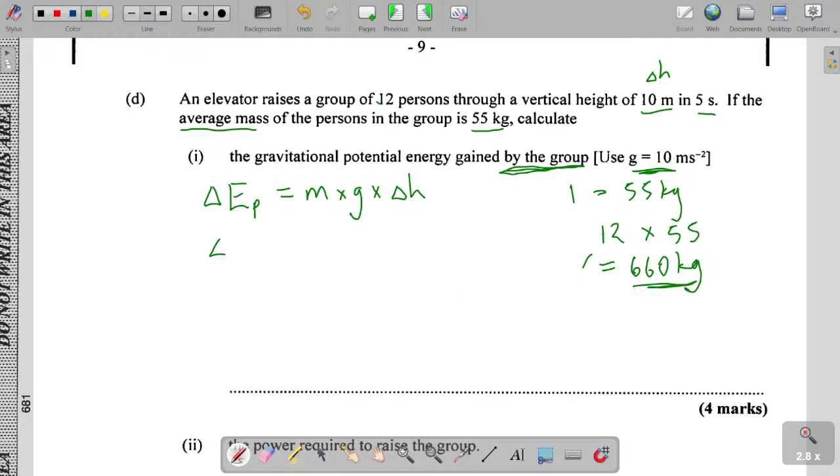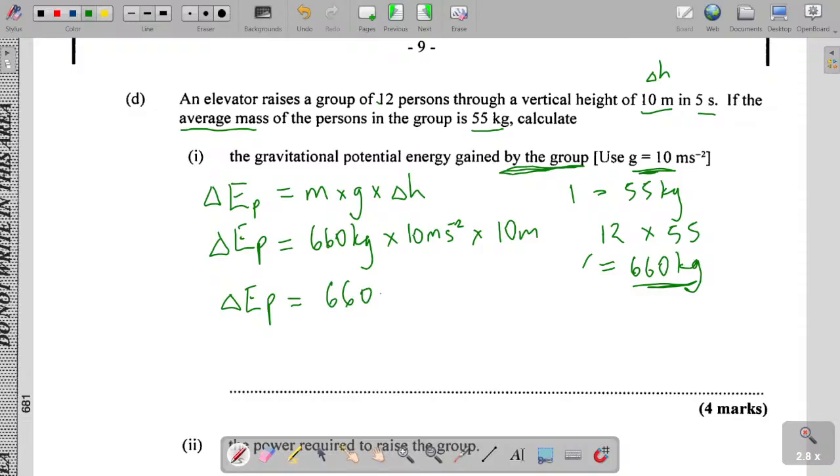That means our change in gravitational potential energy will be equal to 660 kilograms times g, which is 10 meters per second squared, right, times the change in height, which is 10 meters, right? And so our change in potential is going to be equal to this number times 10 times 10. So that's going to give us 66,000, and you know that is going to be in joules.